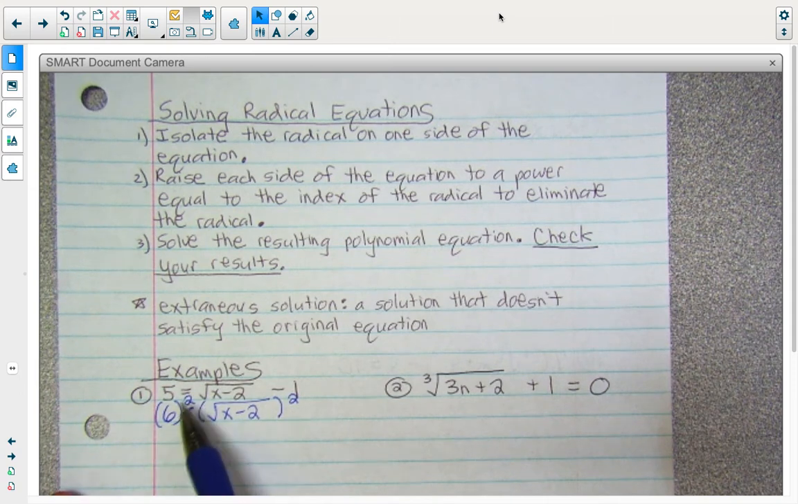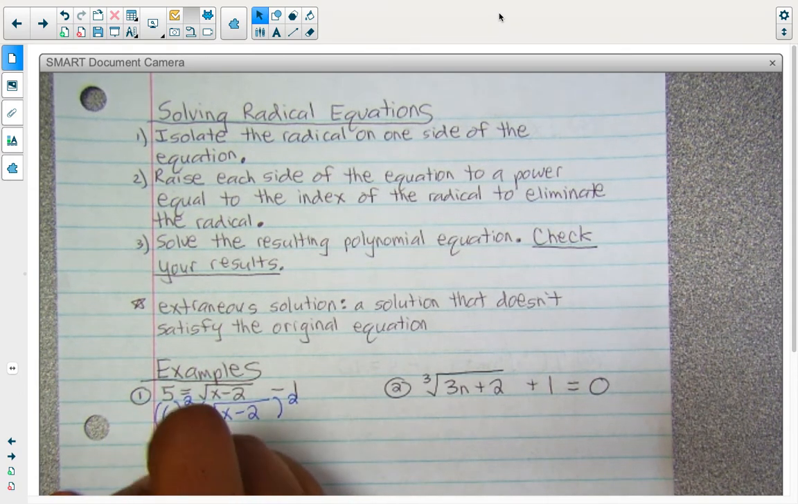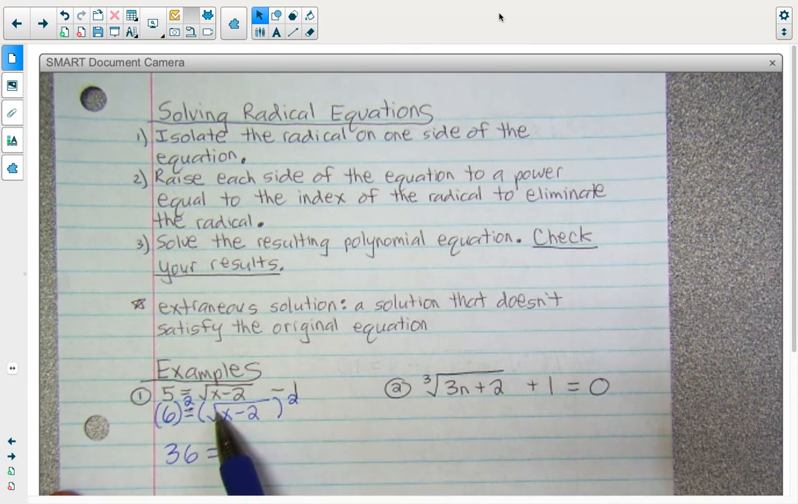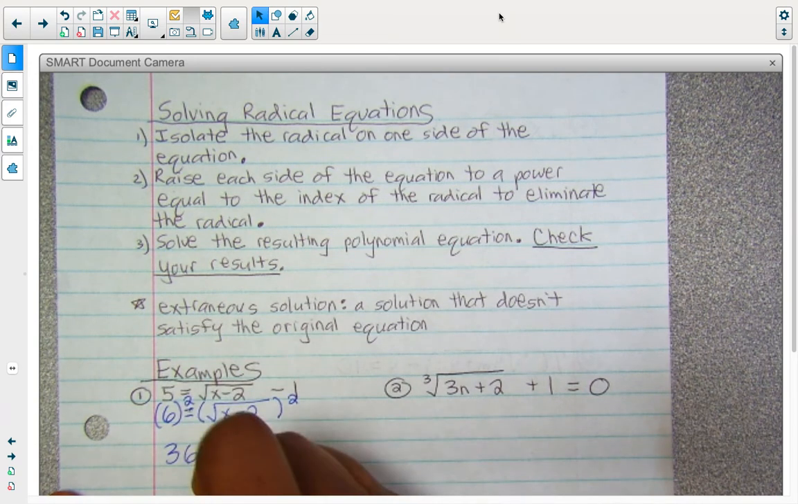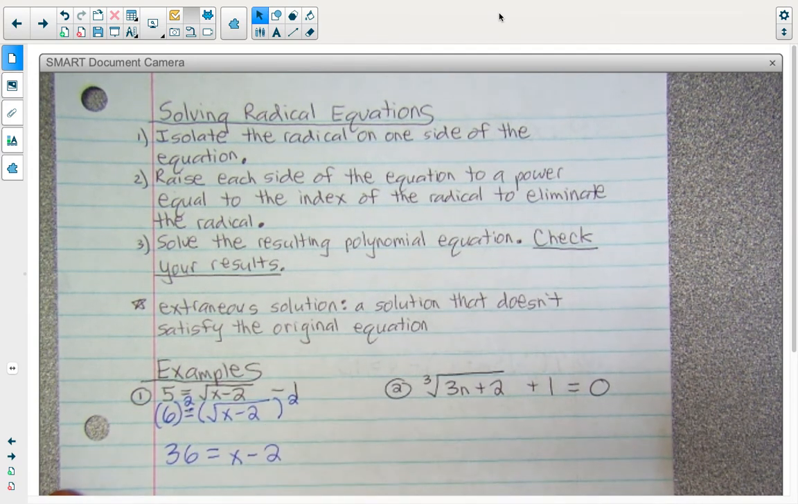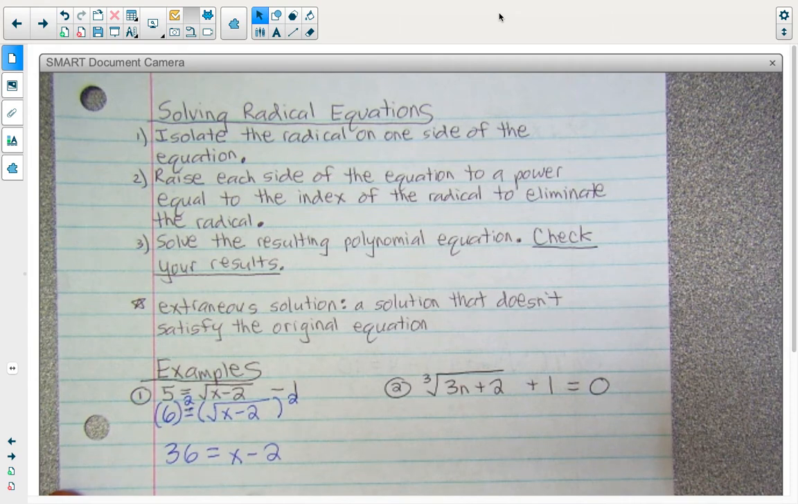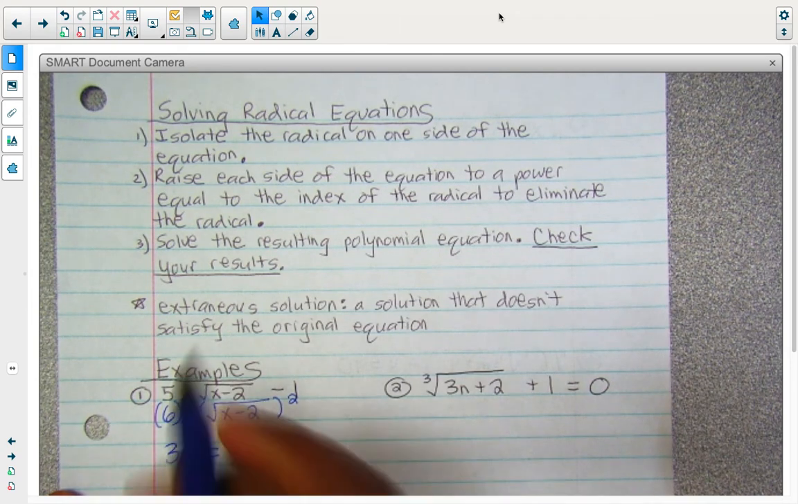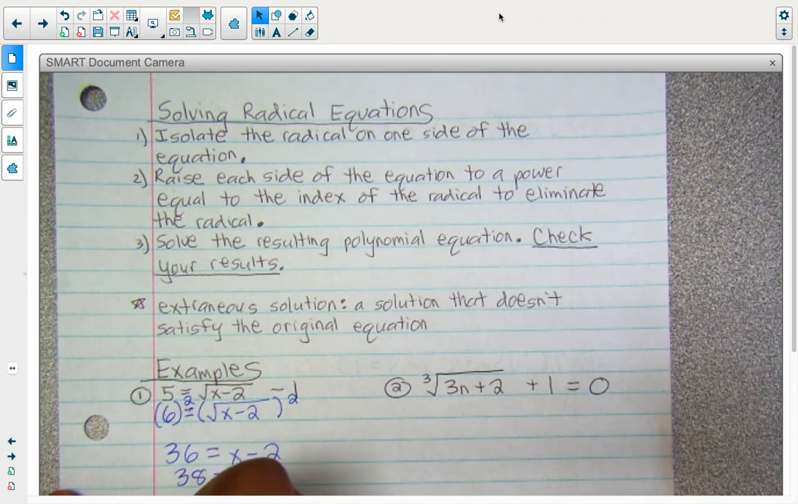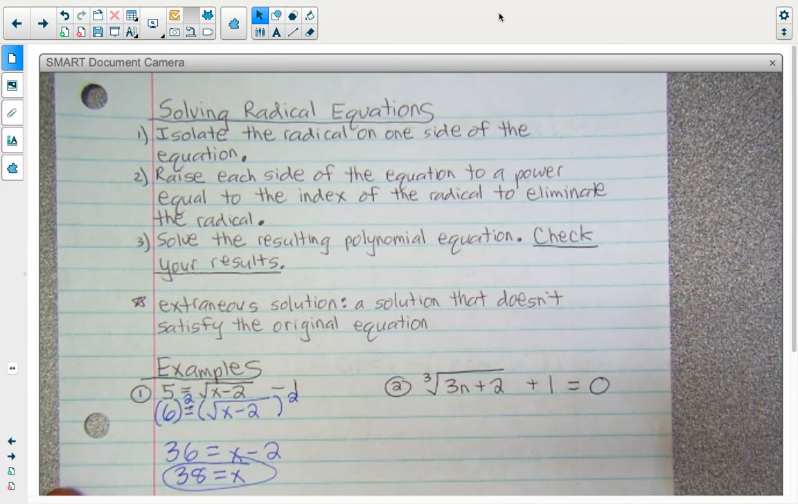So 6 squared is 6 times 6. That's 36. Square rooting and squaring cancel each other out. So that's x minus 2. Now we are definitely back into our wheelhouse. Add 2 to both sides. 38 equals x. So that was our answer for the first one.